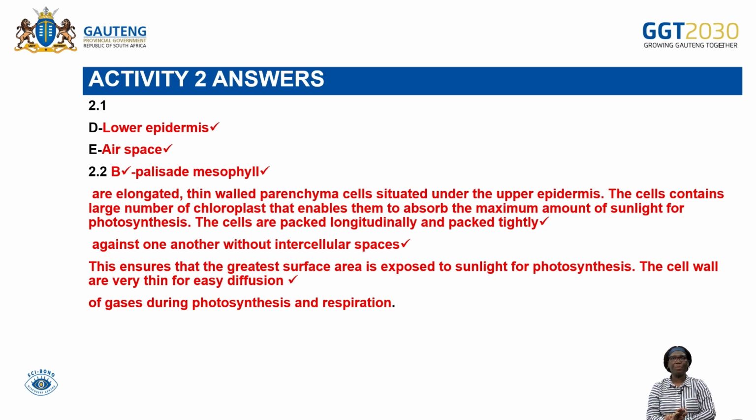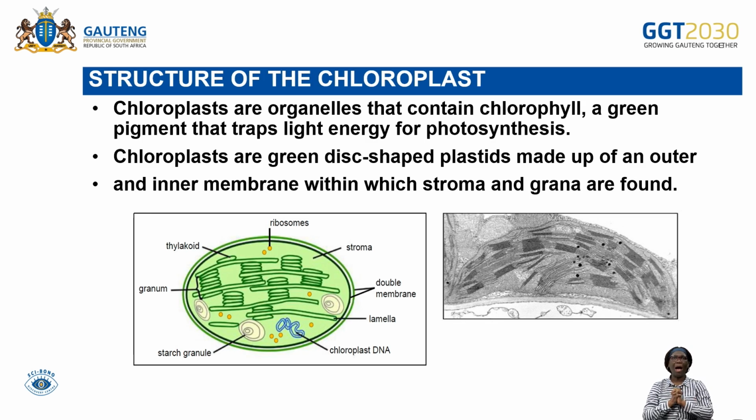Thank you, learners. Let us continue with the structure of the chloroplast. We've talked about the chloroplast found where? In the palisade mesophyll and in the spongy mesophyll. These chloroplasts are organelles which contain chlorophyll. Remember, we said that chlorophyll is a green pigment that traps light energy for photosynthesis.